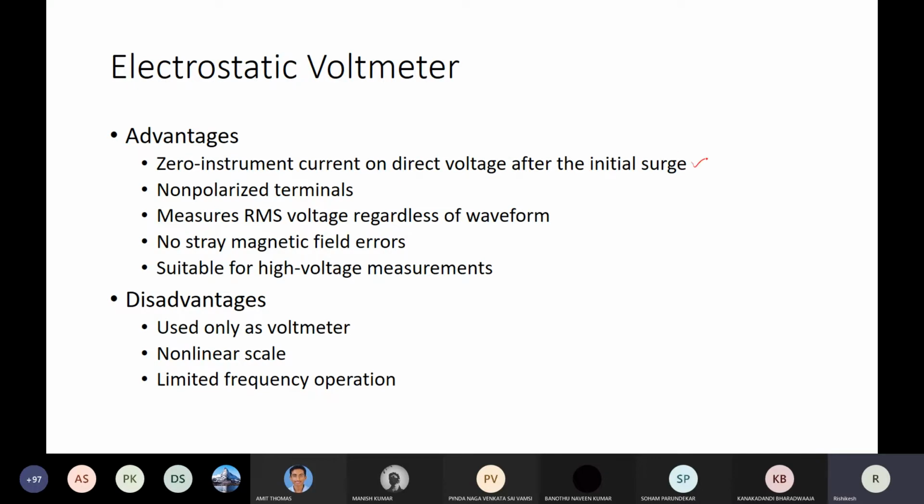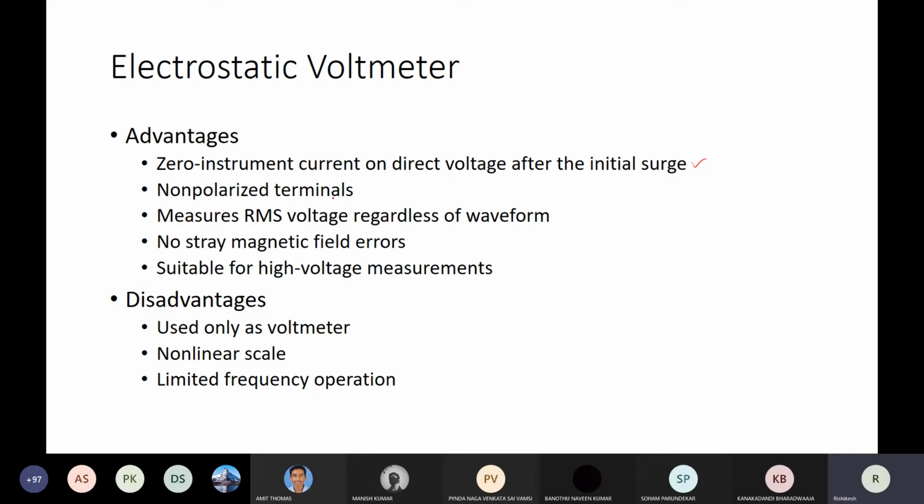Why is this an advantage? Can someone tell? It doesn't consume any current means what? Power consumption. Yeah, it can be more specific. It will not have loading effect, isn't it? Right? It will not have loading effect. It is not going to load the voltage we are trying to measure. So this is an important advantage.